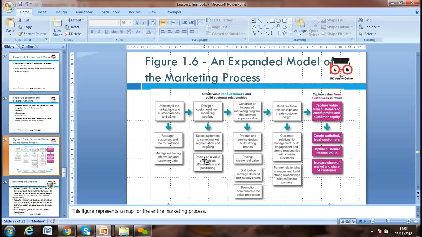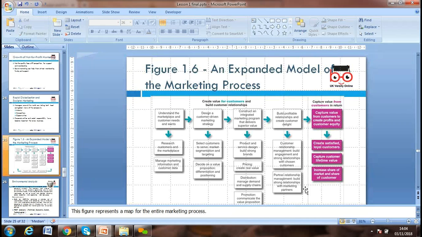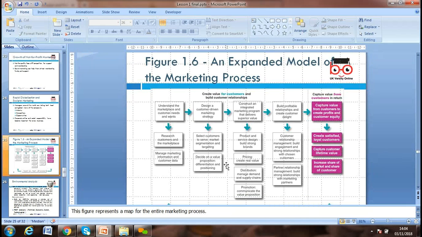Then we look at selecting the customer and serving the market. Segmentation means targeting them according to their needs, wants, uses, psychologies, and all the different bases of segmentation, which we will go through in a further lesson. Decide a value proposition. We need to follow all these steps to build the marketing process. So this is the marketing process model.